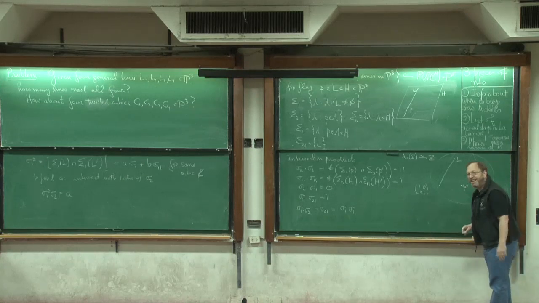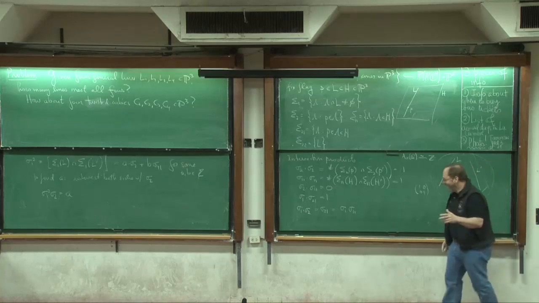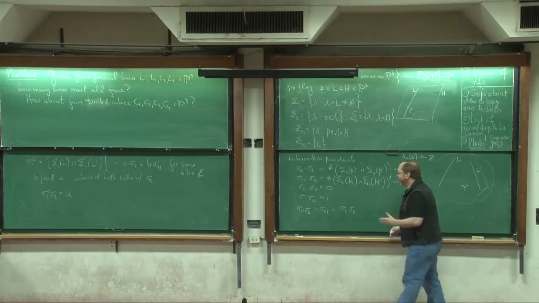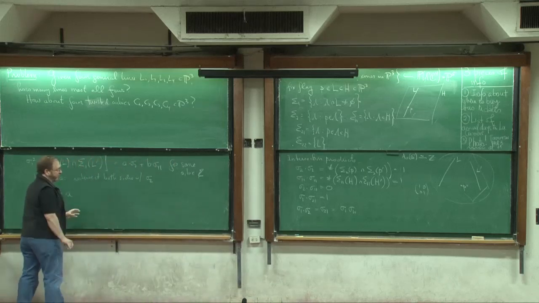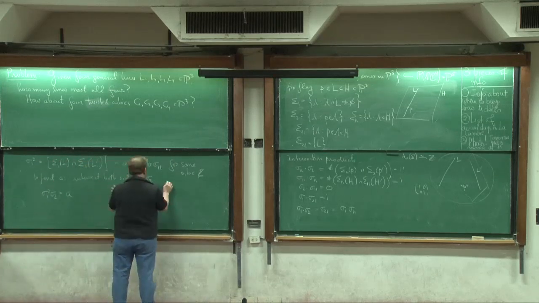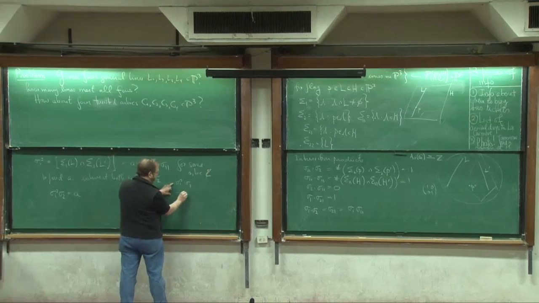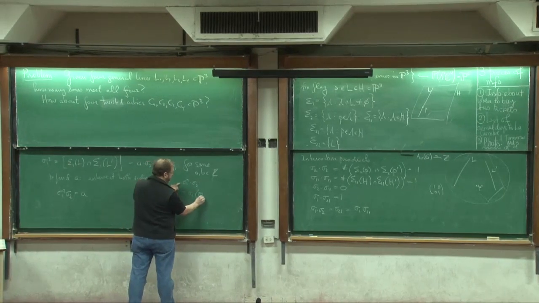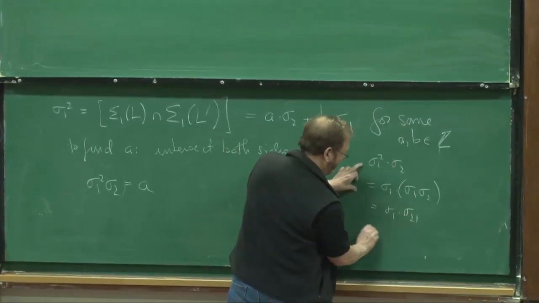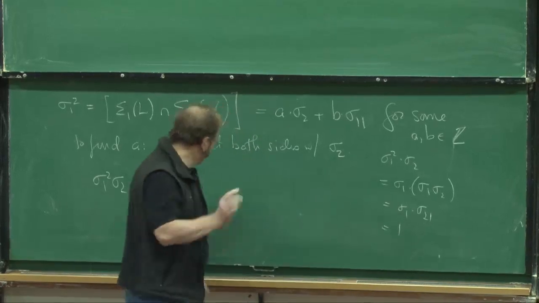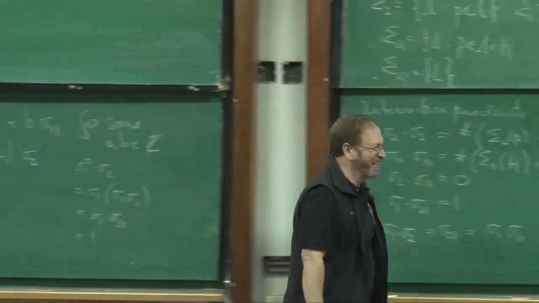Yeah? Can't you use associativity? Yes, we can. Yes, absolutely. As I said, there's many ways of doing this. And in fact, the comment is absolutely well taken. I could also say that sigma 1 squared dot sigma 2 is sigma 1 times sigma 1 sigma 2, which is sigma 1 times sigma 2 1, which is 1 already. Absolutely. So the conclusion in any case is that A is equal to 1.